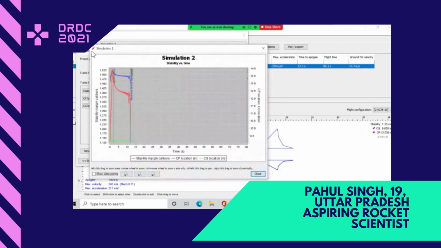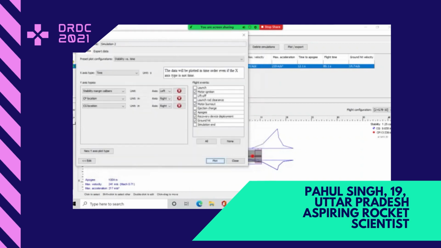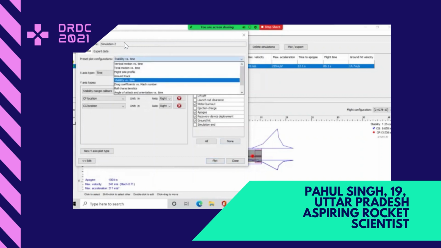And here you can see also, this makes sure that the rocket is in the stable phase. Also, as I showed, the stability should be between 1 to 2, and it is 1.25, so it is within the stability range. Also, we can see the other graphs of total motion versus time.